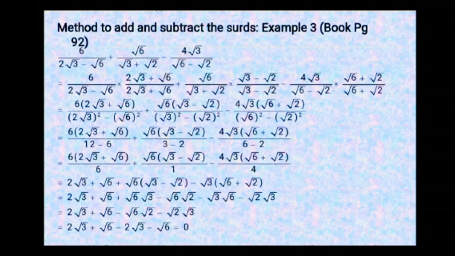So you can separately solve it and then you can write the simplified form. All the values will be cancelled because they are having different symbols. So the answer will be 0. This is the way to add and subtract the surds and also evaluate it.